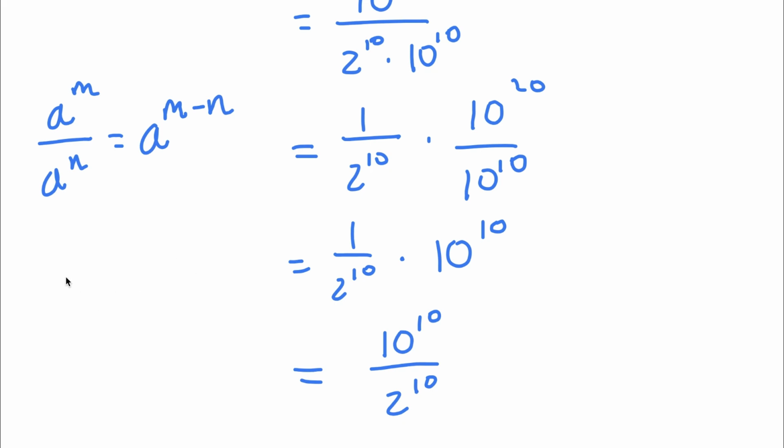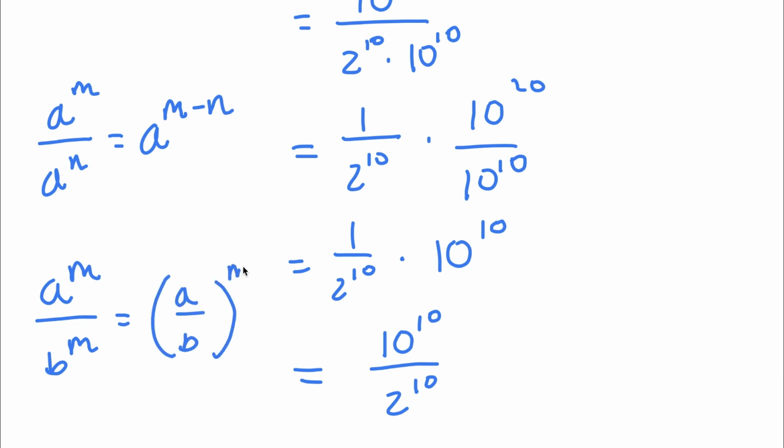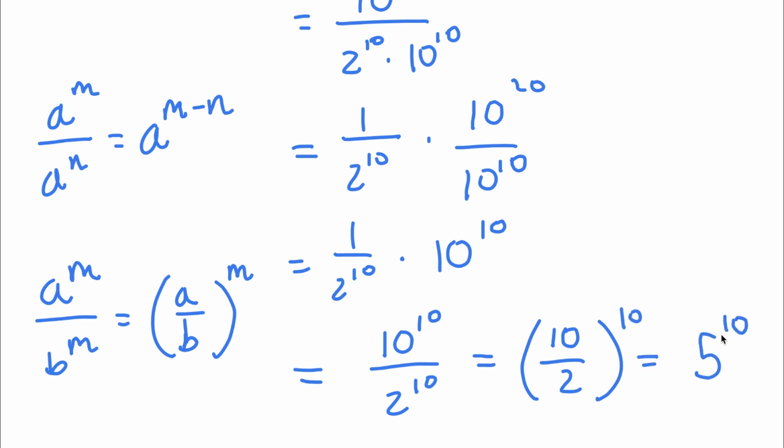So if I have something in the form a to the power of m over b to the power of m, this is the same thing as a over b to the power of m. So 10 to the power of 10 over 2 to the power of 10 equals 10 over 2 to the power of 10, which is the same thing as 5 to the power of 10. So 5 to the power of 10 is my answer.